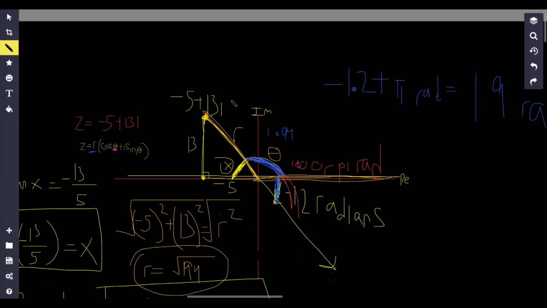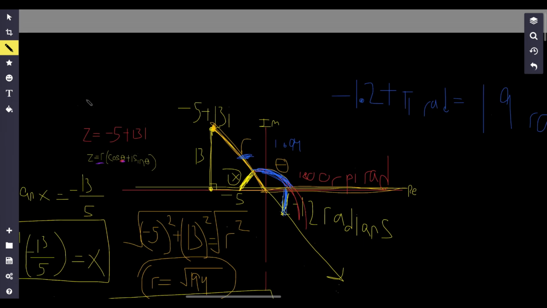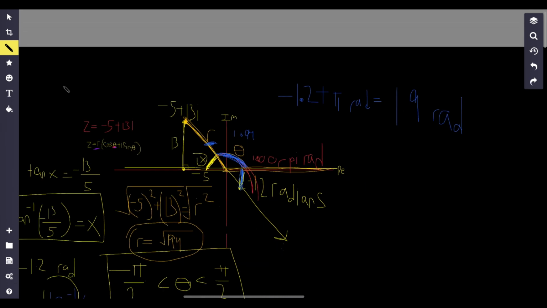Okay. Now that we got the radius and now that we got our angle, we can just plug it in. So we have z is equal to r, which we said was the square root of 194, times cosine of 1.9 plus i sine of 1.9.